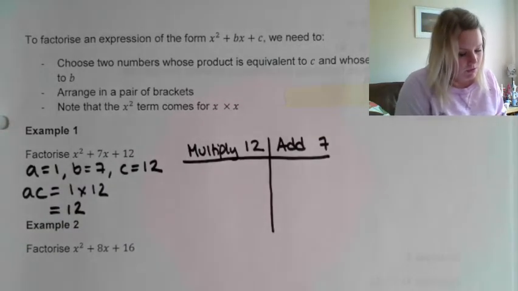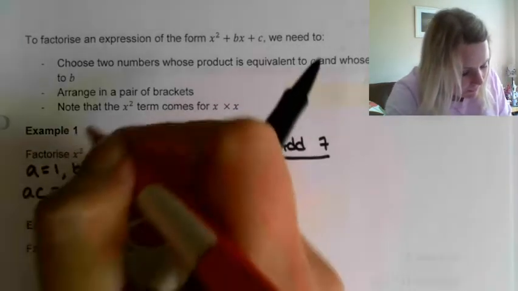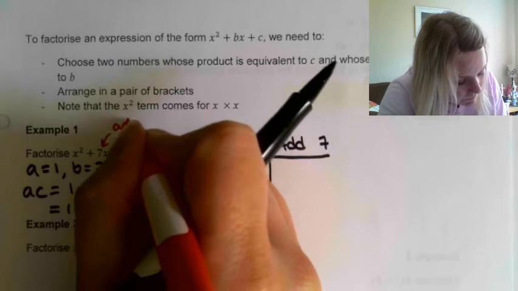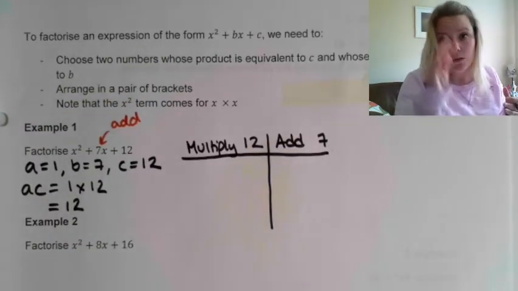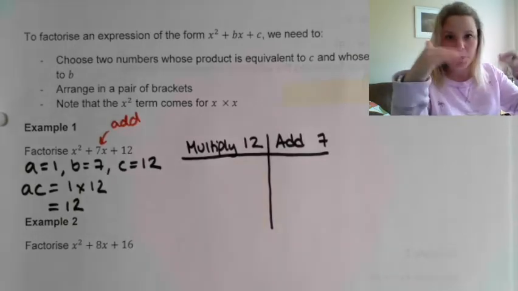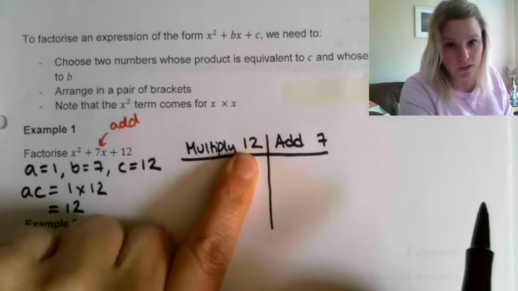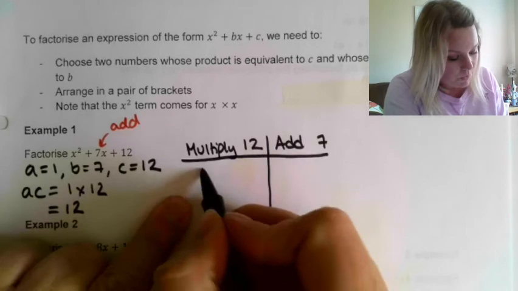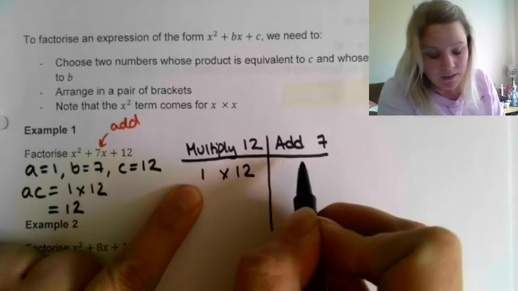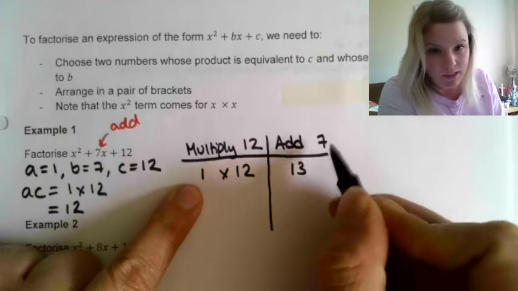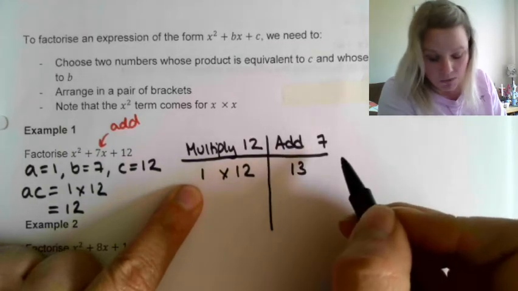I might add that in here actually. So add to give us that, just as a wee reminder, okay? Then all you need to do is to work your way down through the factors of 12, so things that multiply to give us 12. So 1 multiplied by 12 gives us 12. If I add these together, 1 and 12 gives me 13. Is that 7? No, so I keep on trying.